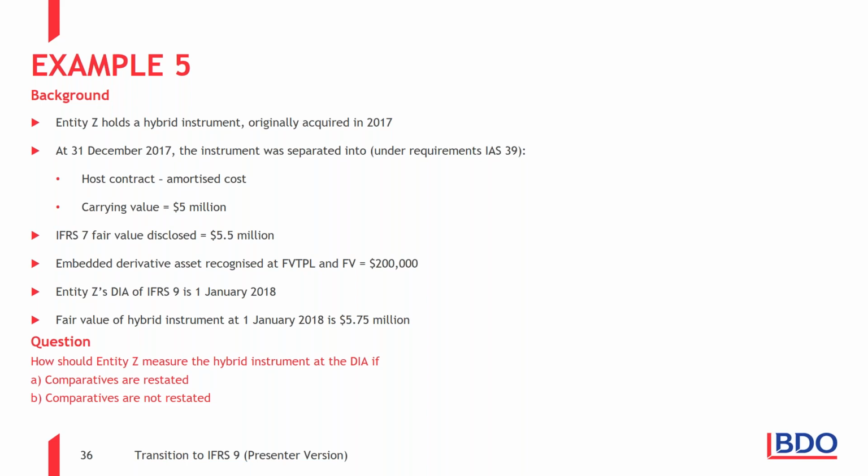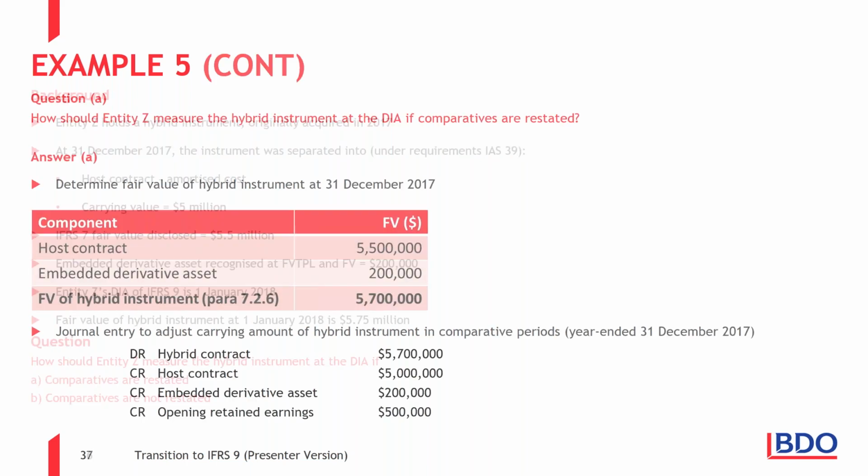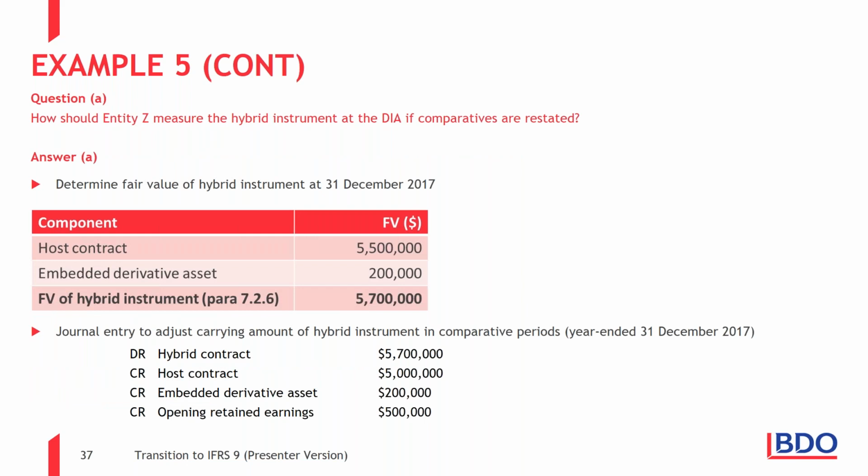So how should Entity Z measure the hybrid instrument at the date of initial application if your comparatives are restated versus your comparatives are not restated? So if we look at the two alternatives, so first of all, if we look at little a, so comparatives are restated. What we'll do in this instance, we'll say the fair value of the hybrid instrument at the end of the previous year, the host contract had a fair value of 5.5 million and the embedded derivative asset had a fair value of 200,000.